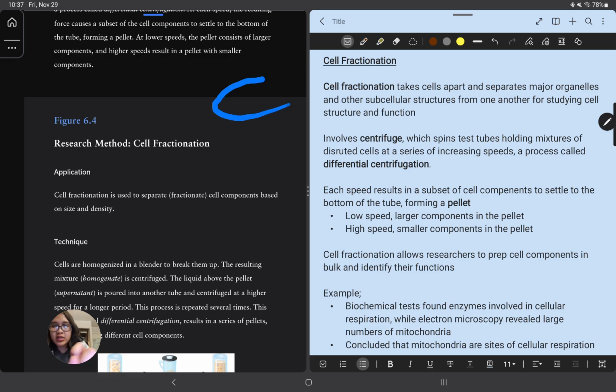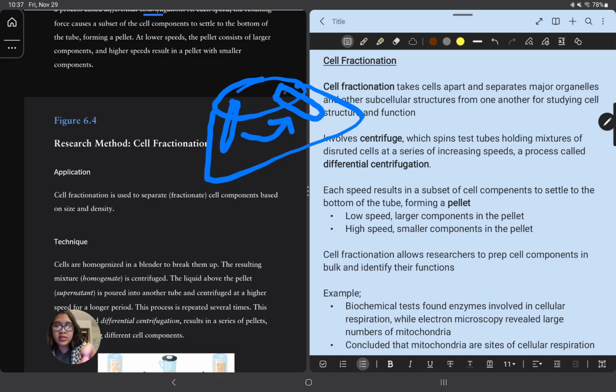So it's like a circle here. You got a test tube here. You got a test tube on the opposite side. And then it spins around really, really fast. So it causes the particles to go to the bottom.